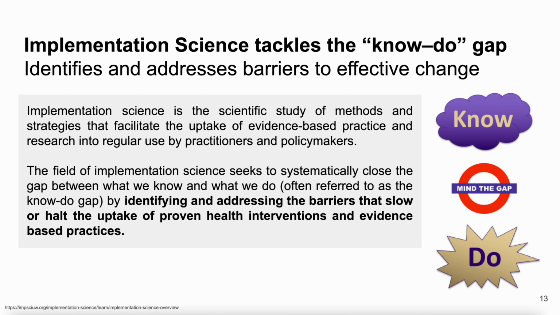Implementation science is a relatively new discipline that seeks to systematically identify and close gaps between knowledge and practice, referred to as the know-do gap, and to accelerate the adoption of evidence-based practices by identifying and addressing the barriers that slow or halt the uptake of those practices. Thankfully, one of the authors on this paper, Lauren Herckis, is an expert in the field.